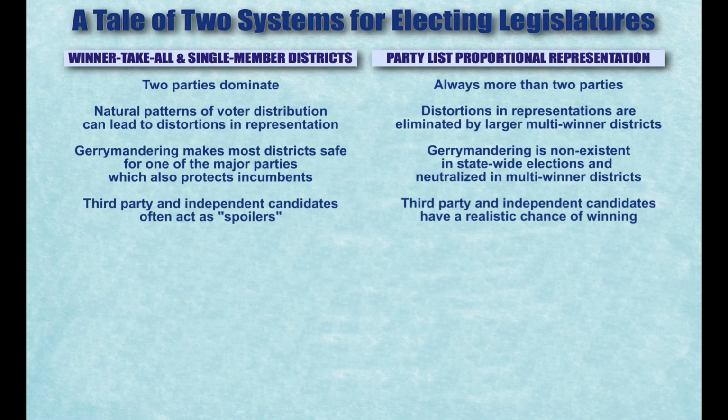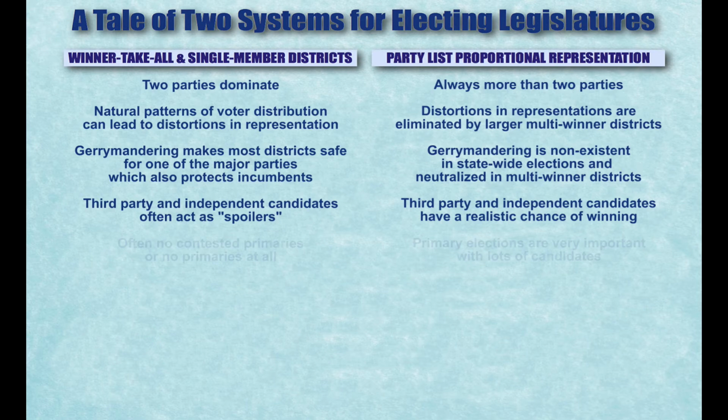Third-party and independent candidates rarely have a realistic chance of winning in a winner-take-all contest from a single winner district. They often act as spoiler candidates who indirectly hurt the major party candidate whom they and their supporters would clearly favor over the other major party candidate. With proportional representation, third-party and independent candidates win seats in legislatures and work in harmony with the dominant parties on an issue-by-issue basis.